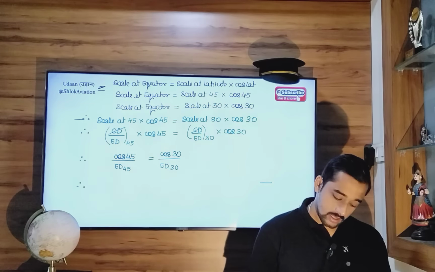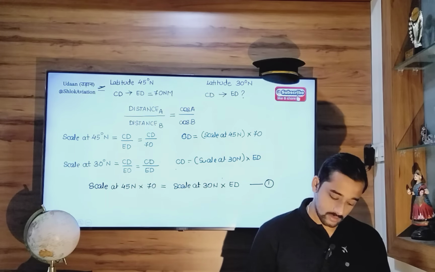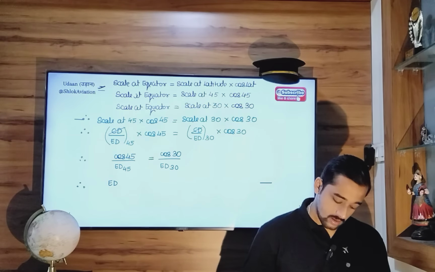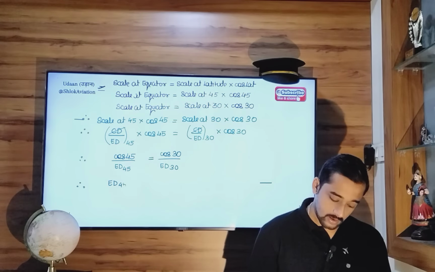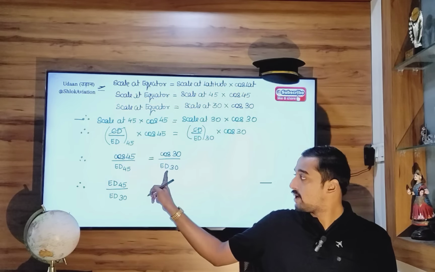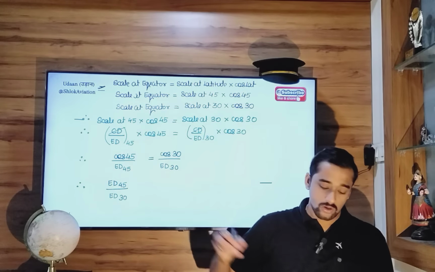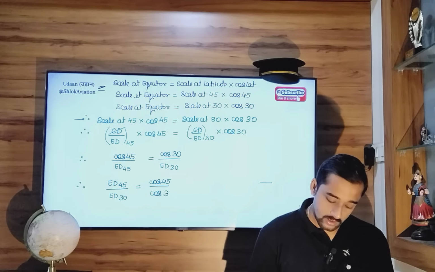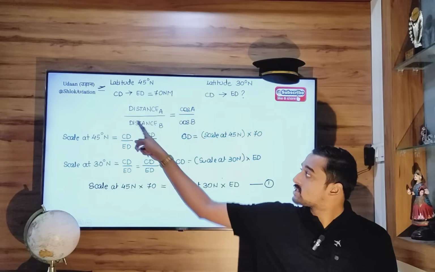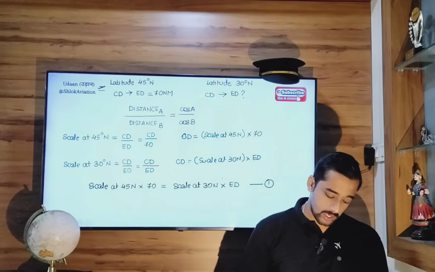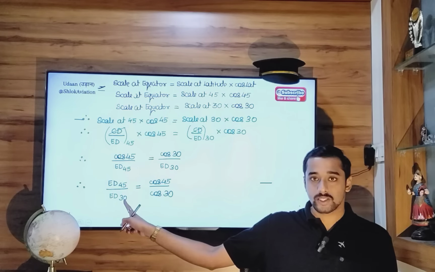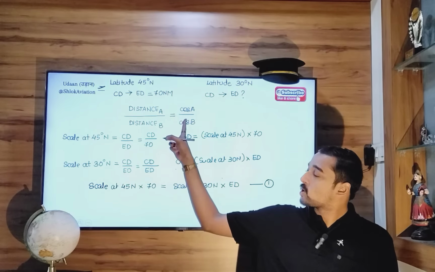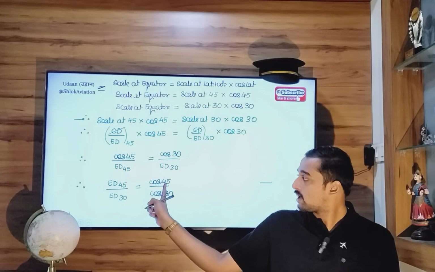Again cross multiply. Earth distance at 45 divided by earth distance at 30 equals cos 45 divided by cos 30. Okay, so this is nothing but this formula. Distance A upon distance B equals cos A upon cos B.